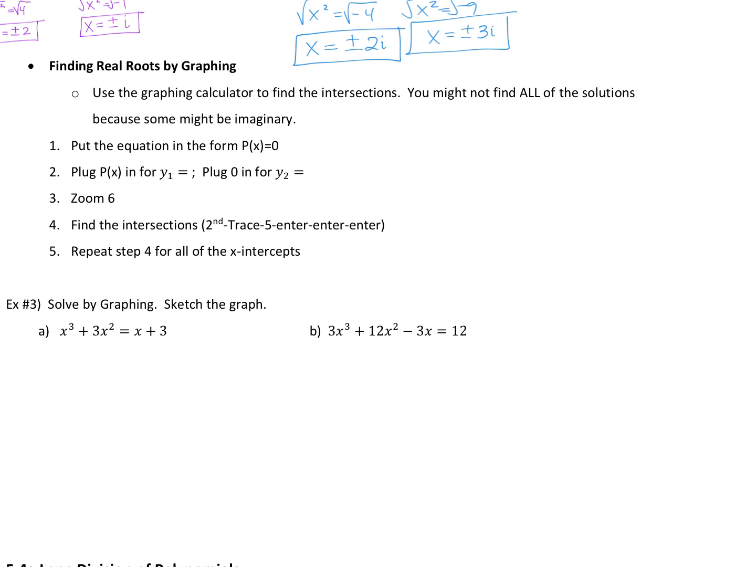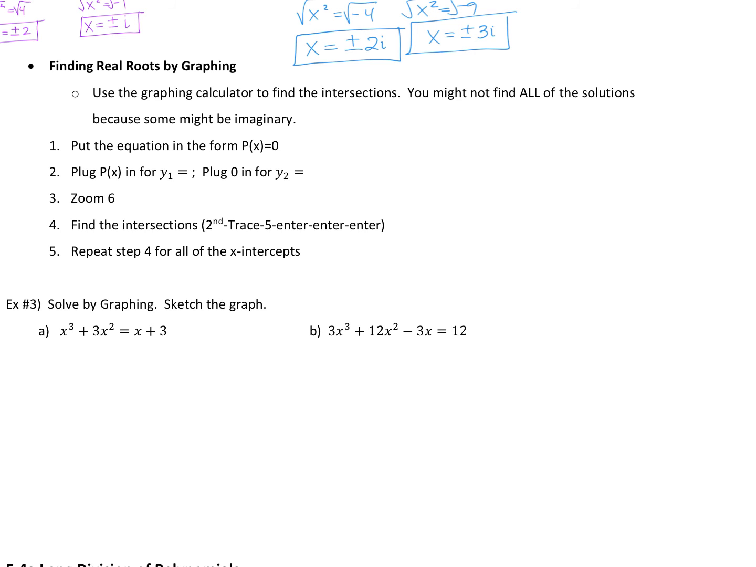So the steps are there. Put in the equation, set equal to 0, and then you'll set it up how you always do. Zoom 6, second trace 5, enter, enter, enter. And we're just finding the zeros, okay? We're not even finding the relative maximum, the relative minimum, any of that stuff. We are just finding zeros. So this should not be anything new for you.